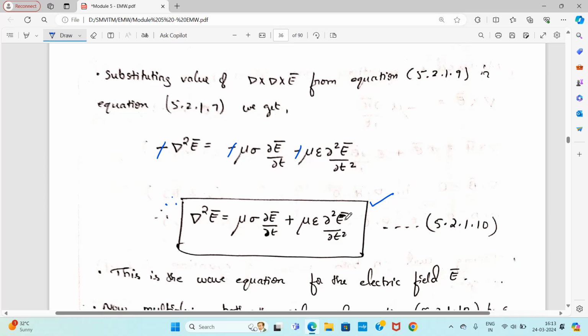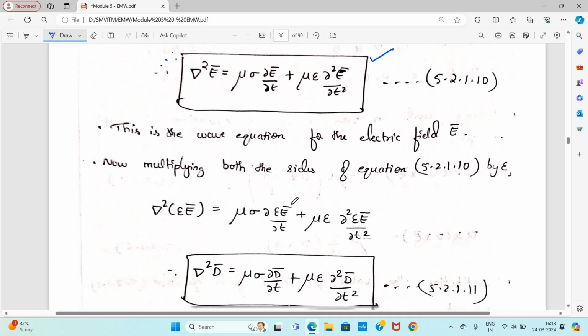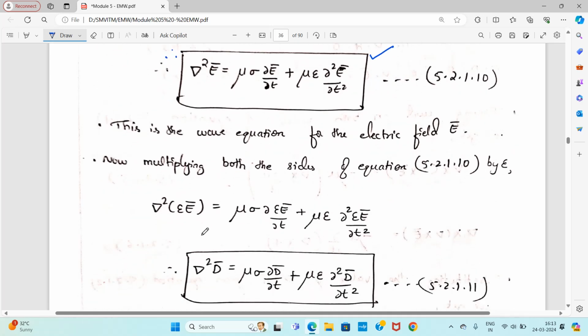Now in the same equation, if I want to replace E by D, I just have to multiply epsilon on both the sides. That is what is done here. If I multiply both the sides by epsilon, epsilon into E becomes D. Here again, epsilon into E becomes D. So you compare the two equations. None of the other parameters are changing. What is changing is only that instead of E, you are writing D here.